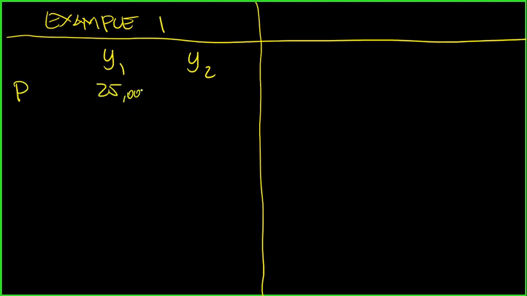In our first example, let's call this example 1, you have year 1 and year 2. Your production for year 1 is 25,000, and in year 2 it's also 25,000. But your sales for year 1 is 20,000, and your sales for year 2 is 30,000. So we have a constant production and you have varying sales. Let's have another example.